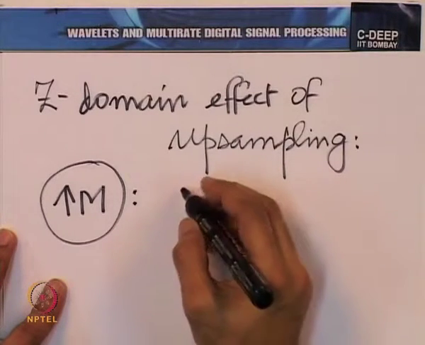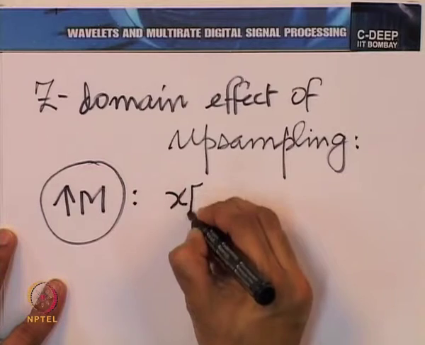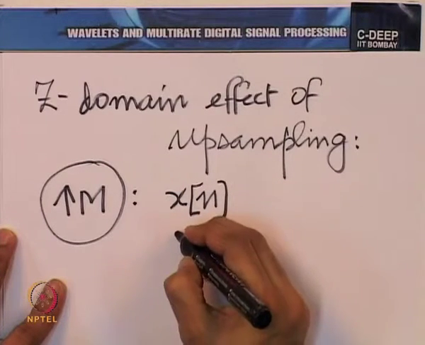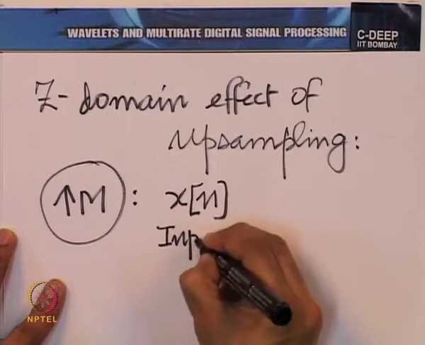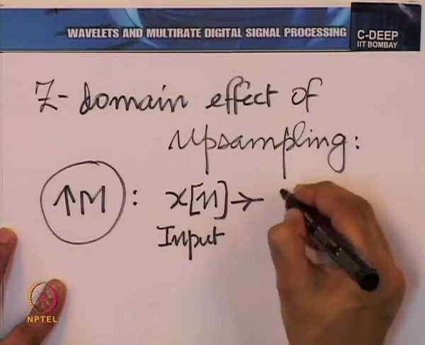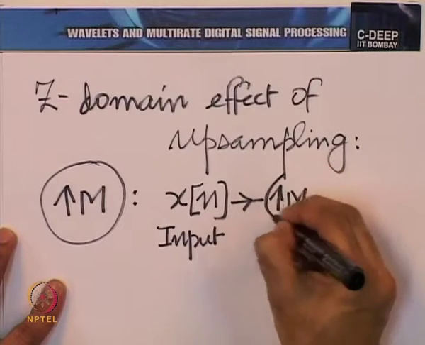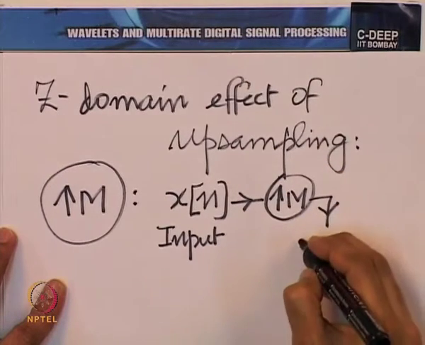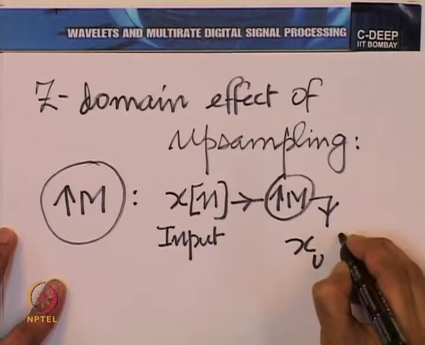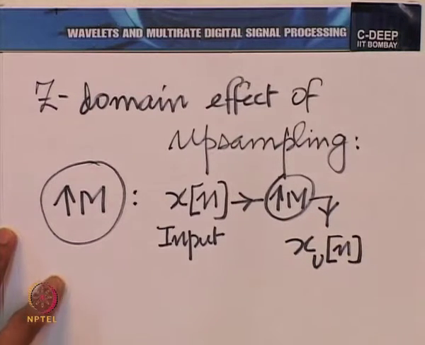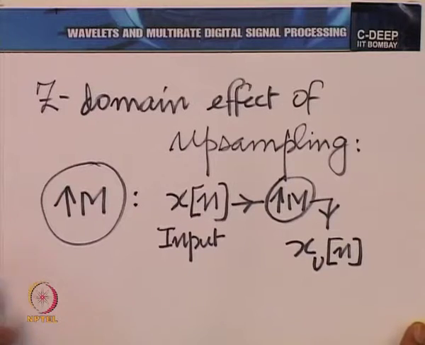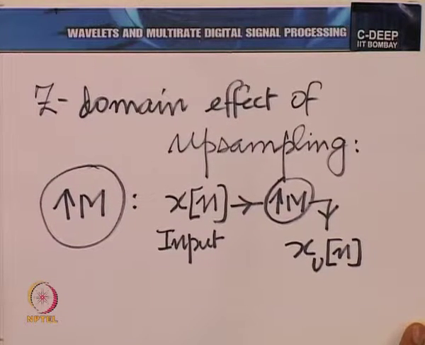You see, the original sequence is x of n. So, this is the input. After upsampling by M, let the sequence become x u of n. Now, we can write down x u of n explicitly in terms of x of n. In fact, instead of doing that, let us straight away go into the z domain. So, let us consider the z transform of x u n.